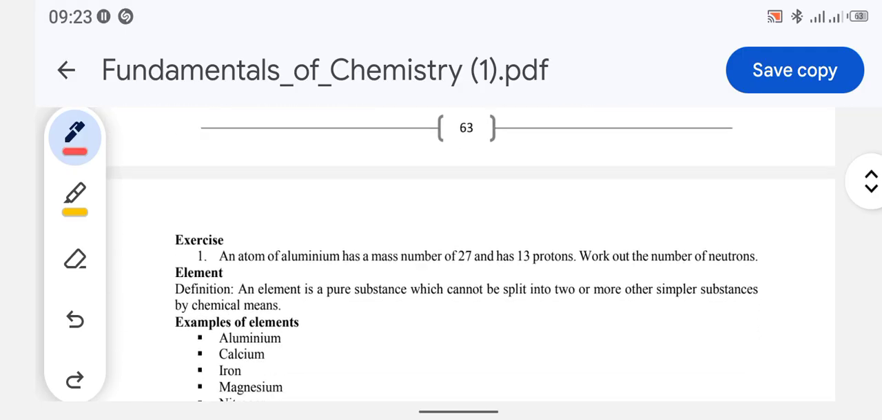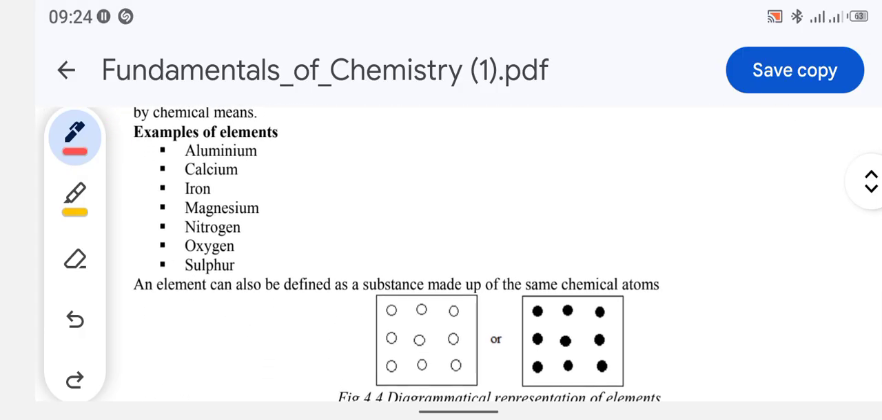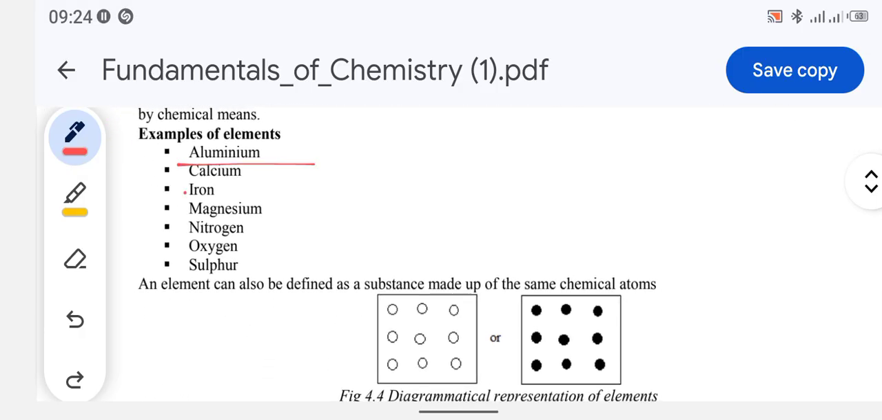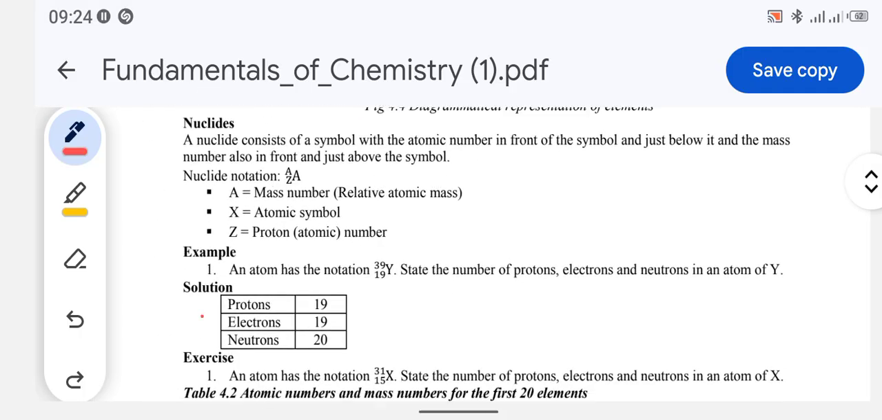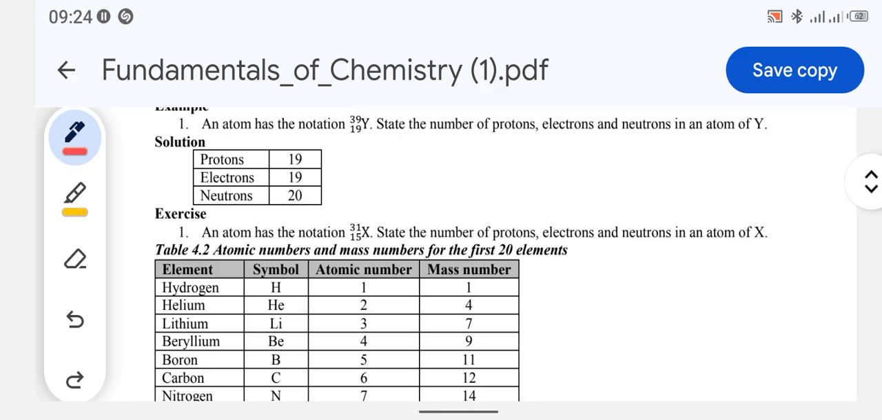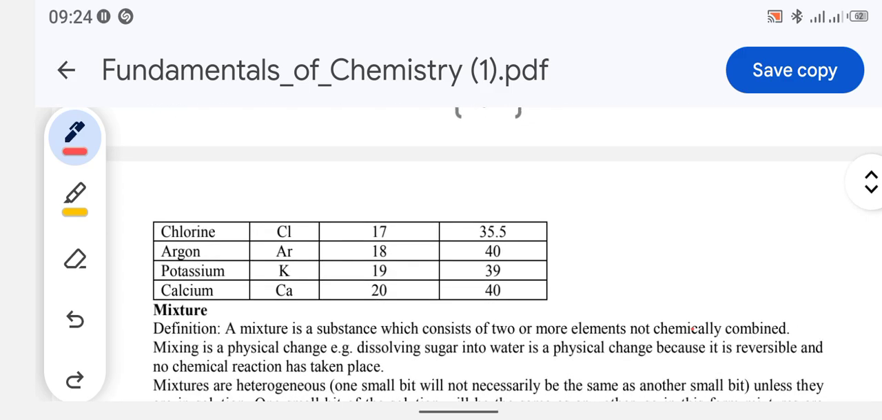Then we move on to the next concept to look at, which is an element. We need to know what an element is. So what is an element? An element is just a pure substance which cannot be split into two or more simpler substances by any chemical means. Examples of elements we have are aluminium, calcium, and iron, and the like. So we move on to another concept which you need to look at. We're going to look at a mixture.